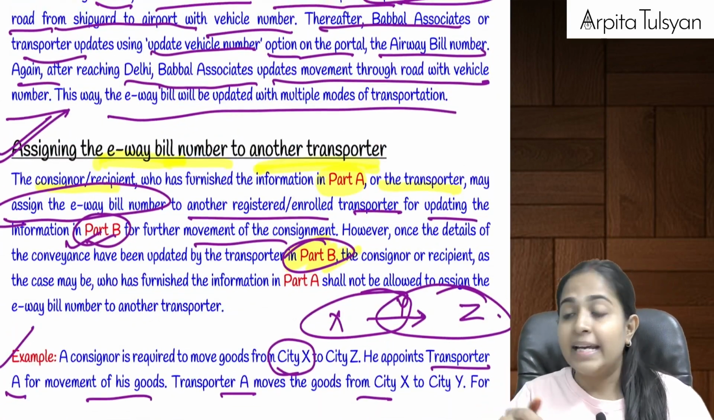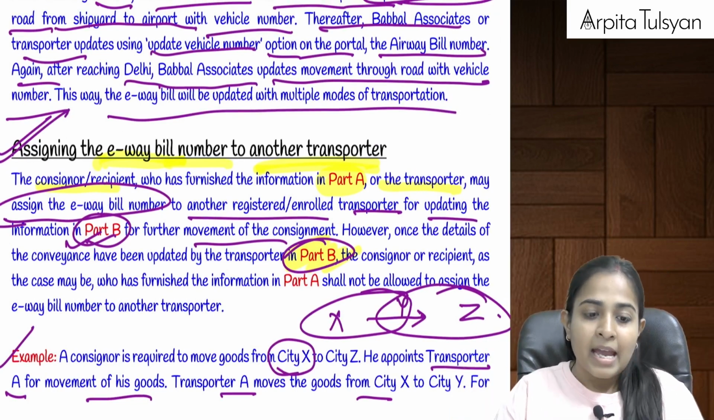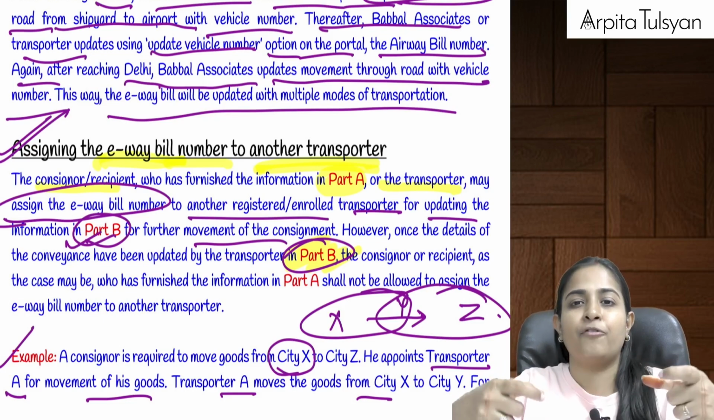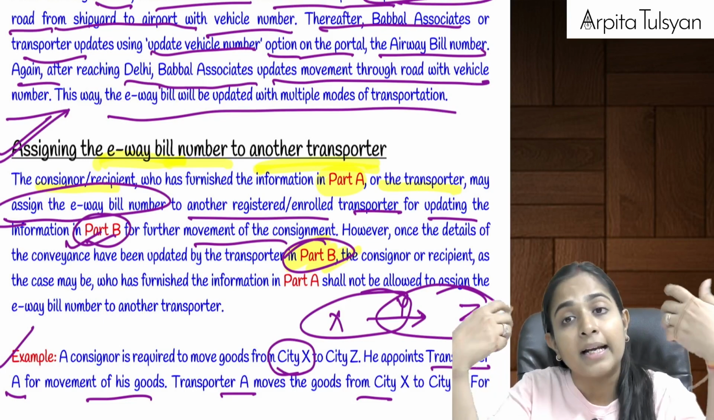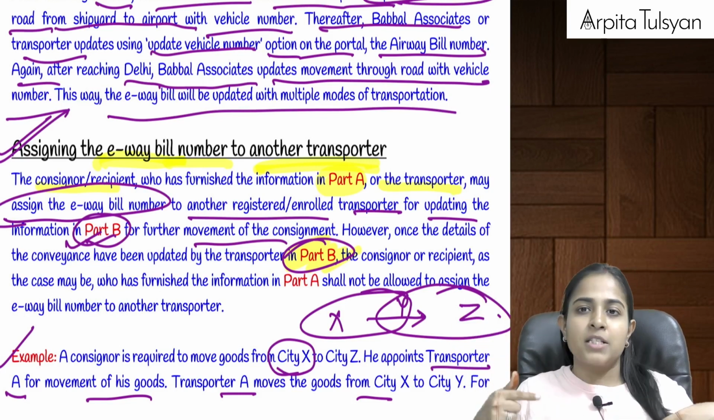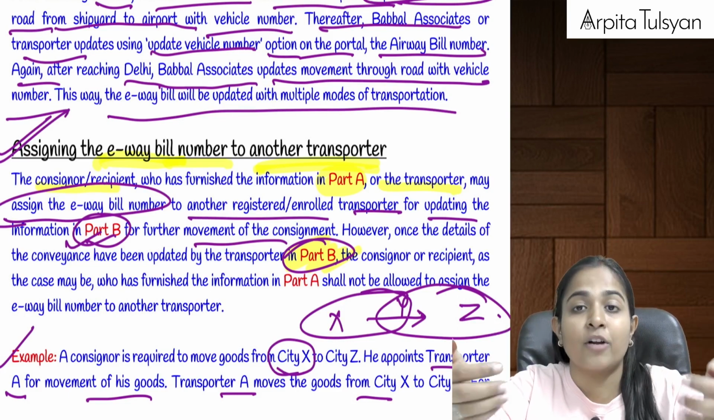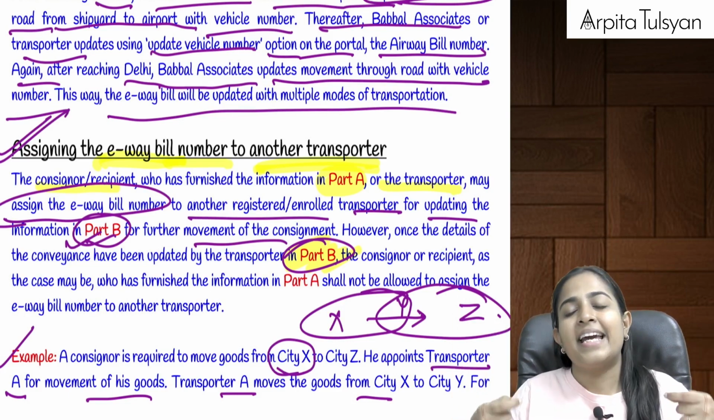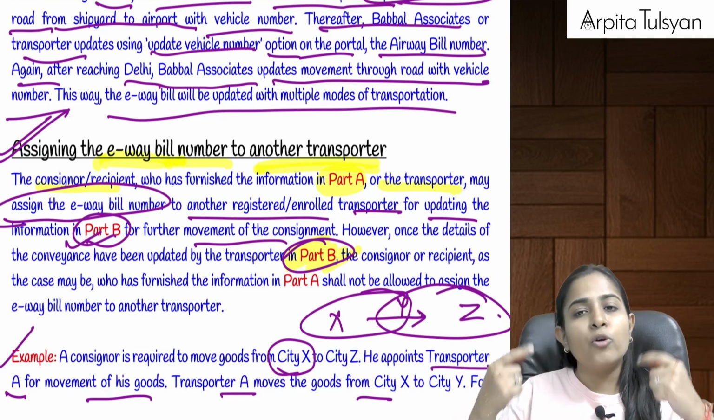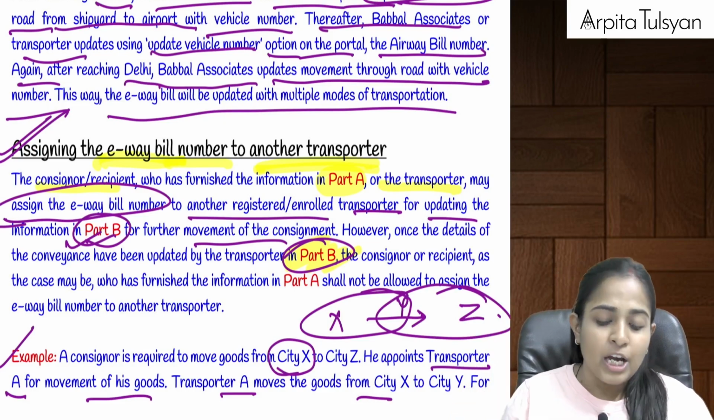Acha, similarly, can there be a change altogether in the transporter also? Some area was transported by X transporter, next few kilometers will be transported by another transporter. Possible? In that case, the old transporter, whenever he is handing over the goods to the new transporter for further transportation, he can assign the old e-way bill to the new transporter, and the new transporter in the part B, he will be putting the details of the new vehicle number.